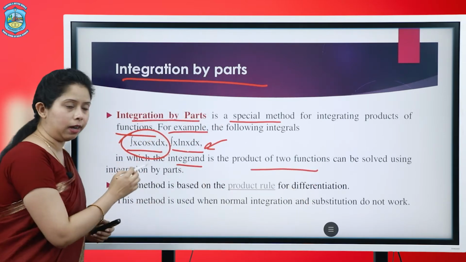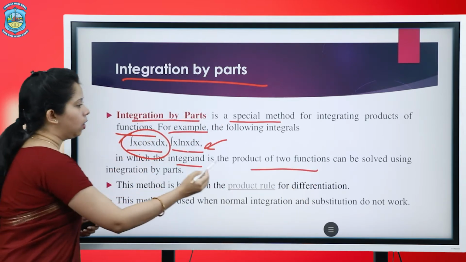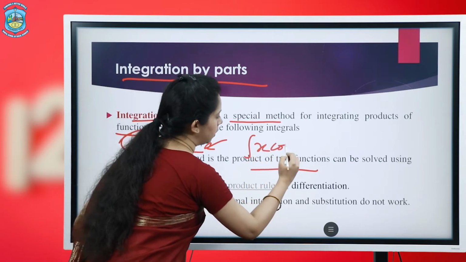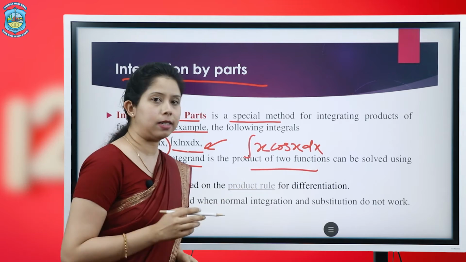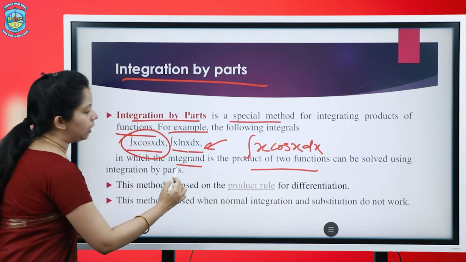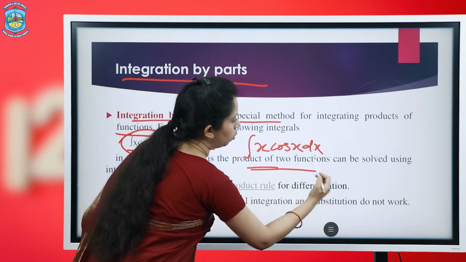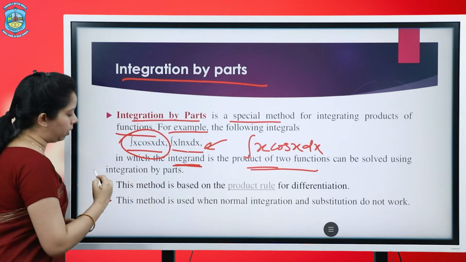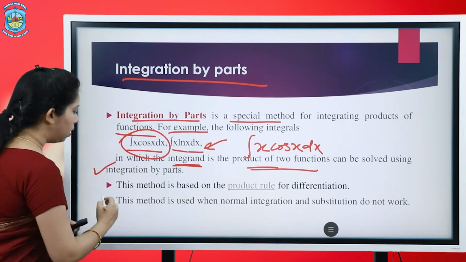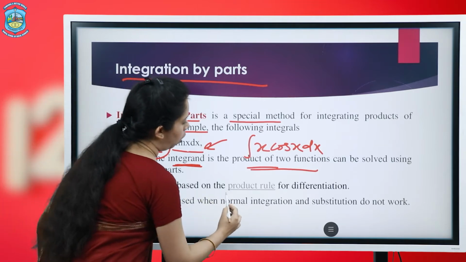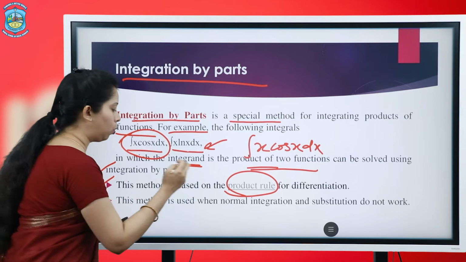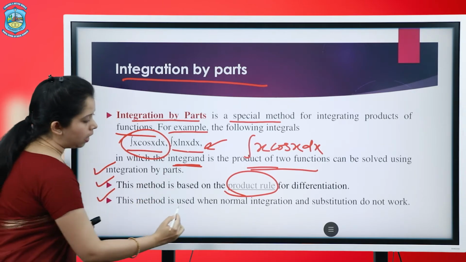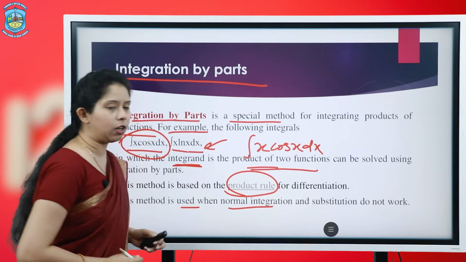Here you can clearly see that in the integrand, you have x and cos x. x is an algebraic function and cos x is a trigonometric function. So the integrand is the product of two functions, and in this case, we will use integration by parts. This method is based on the product rule for differentiation, in which we also have two functions. This method is used when normal integration and substitution do not work.